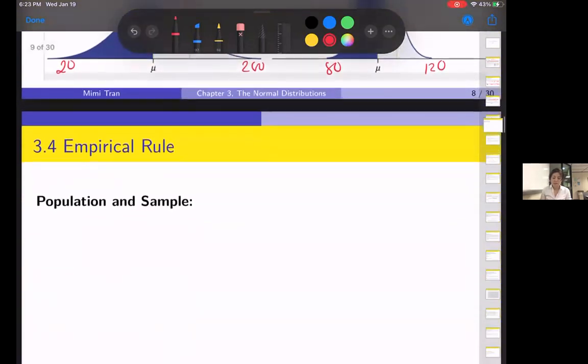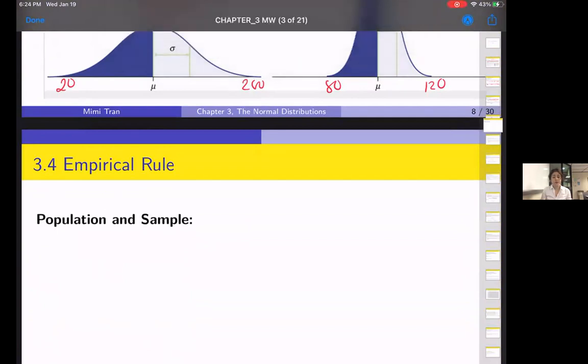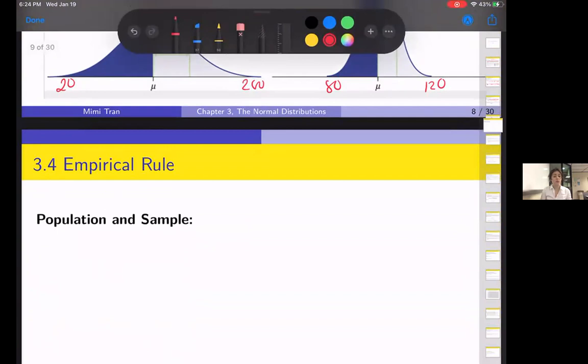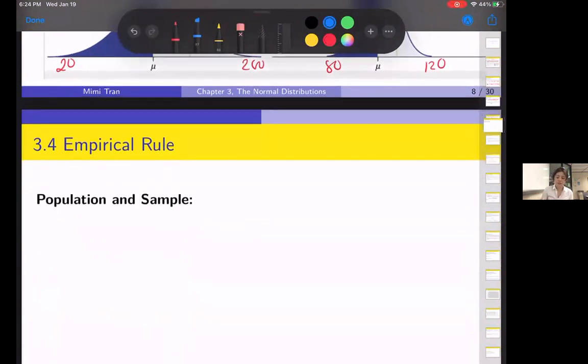Okay, empirical rule, we only use this if you have a normal shape. Your data set has to have a normal, bell curve shape. Anything other than that, you cannot use the empirical rule. So we're still on the normal distribution, but before we do that, let me talk about population and sample.